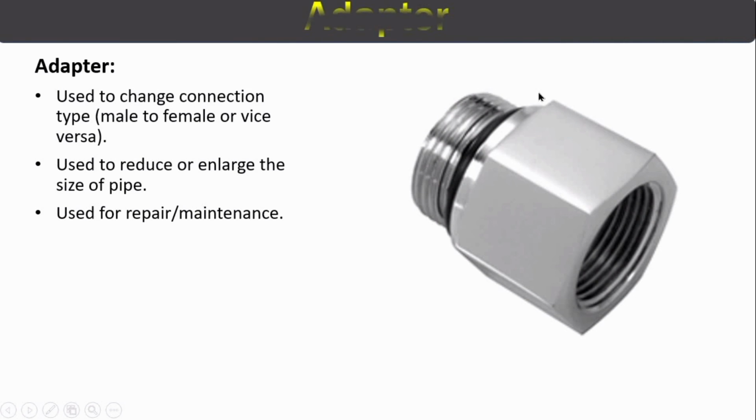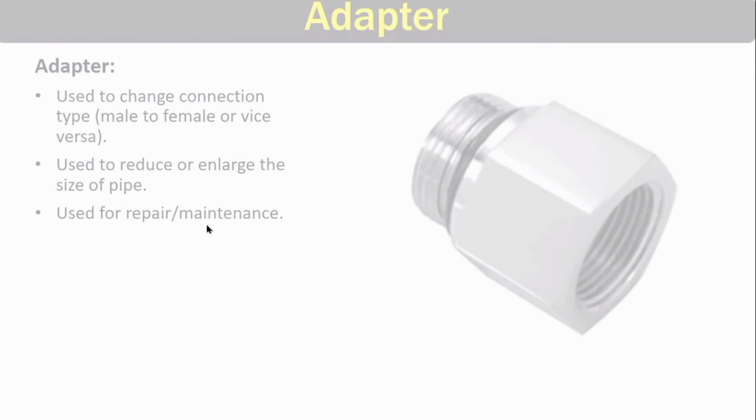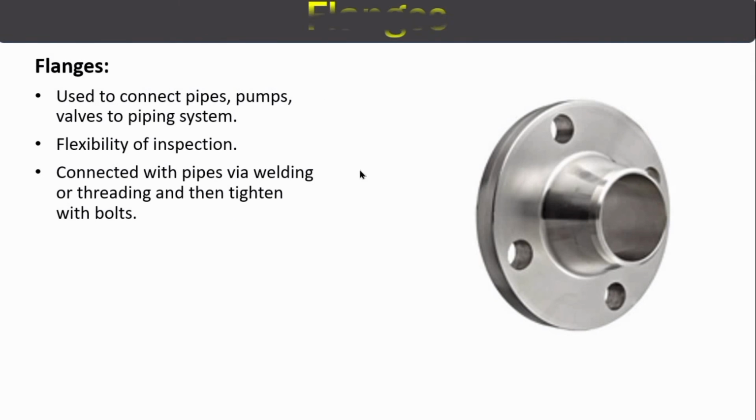Adapters. In this image, you can see the adapter. One side is male and the other side is female, and they are used to change connection type, like male to female adapter or vice versa, right? They are also used to reduce or enlarge the size of the pipe, and mostly they are used for repair and maintenance purposes.